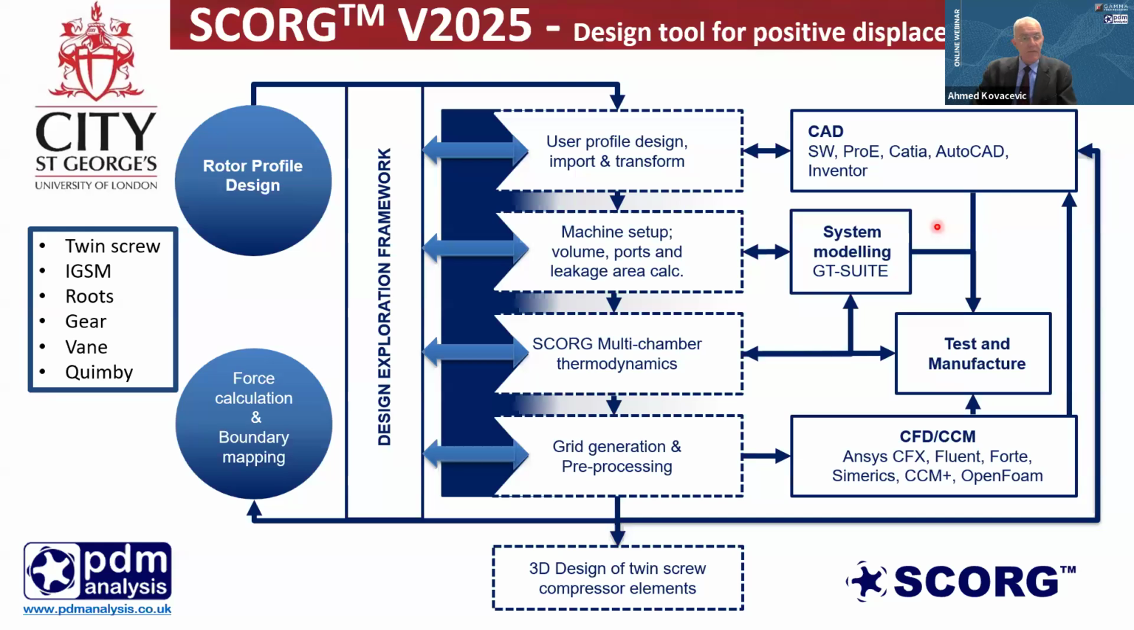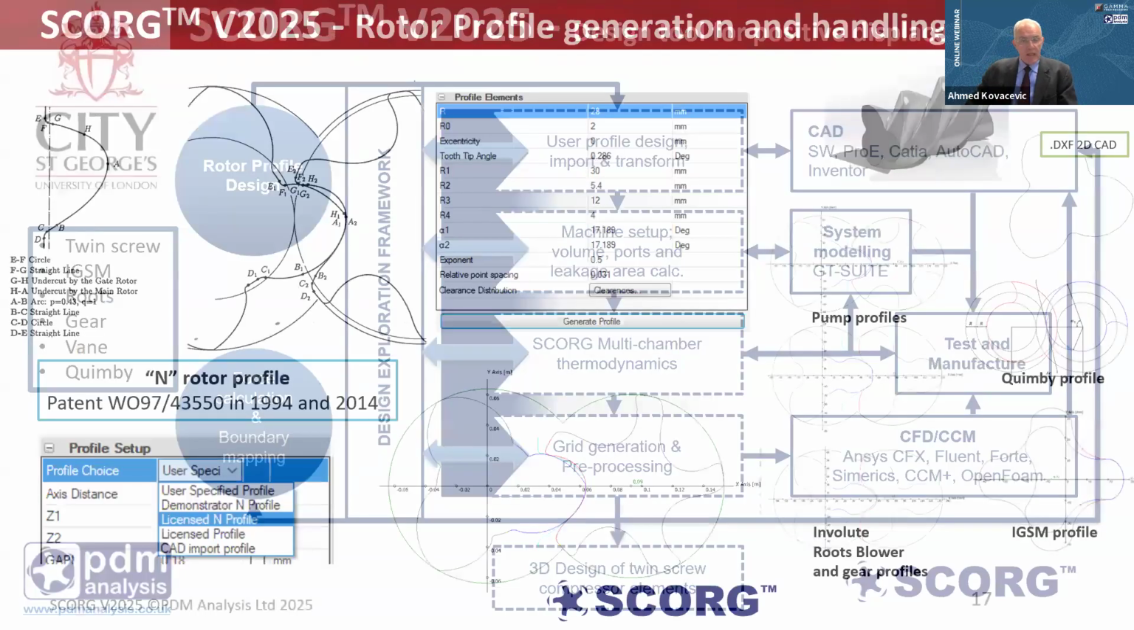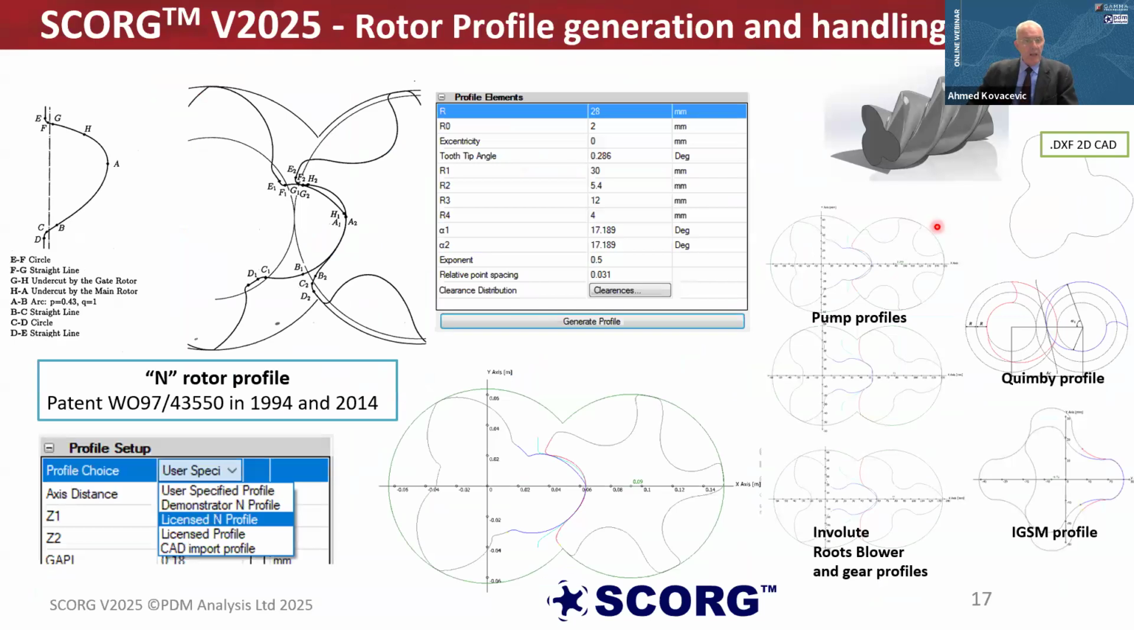And as you can see on the left-hand side of this slide, it works for twin screw machines, so compressors, expanders, pumps, IGSM, which are internally geared screw machines, that's a new type of machine, Roots blowers, gears, gear pumps, vane, Quimby, and some other machines. So let me go step by step very quickly.